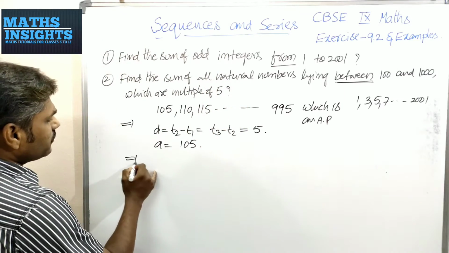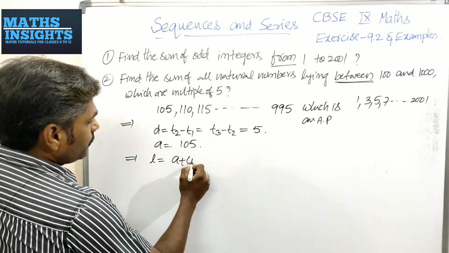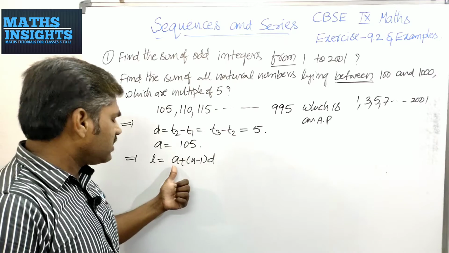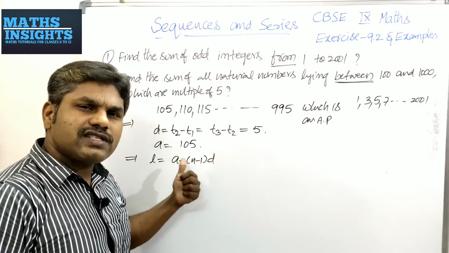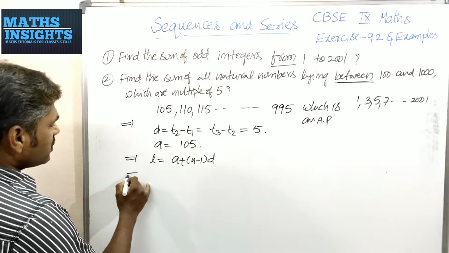You know the last term. The last term can be calculated as L equals a plus n minus 1 into d. You know L, a, d. The variable which you don't know here is n. Easily you can calculate it, right or not?